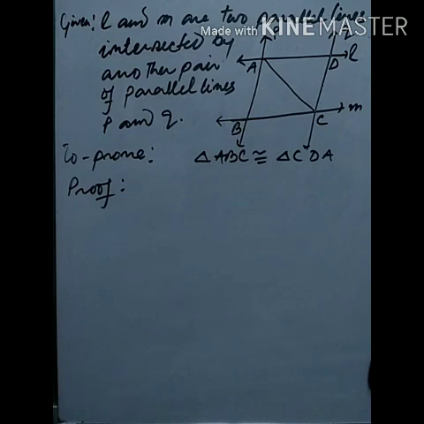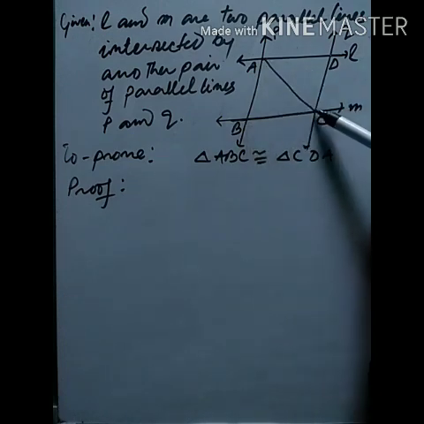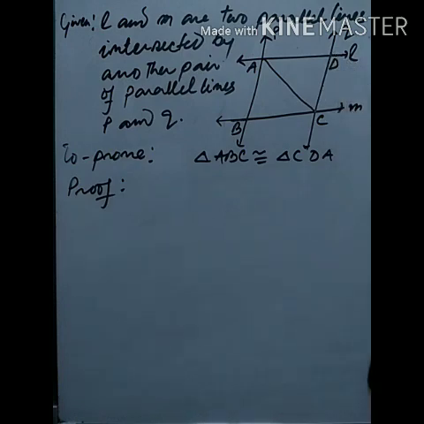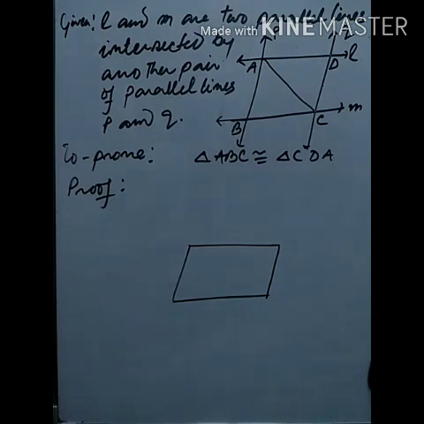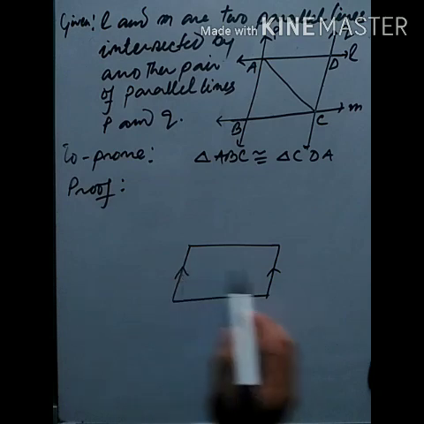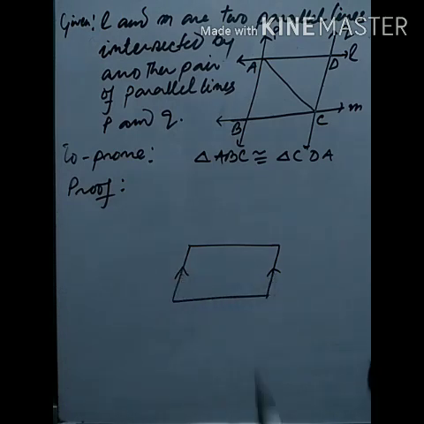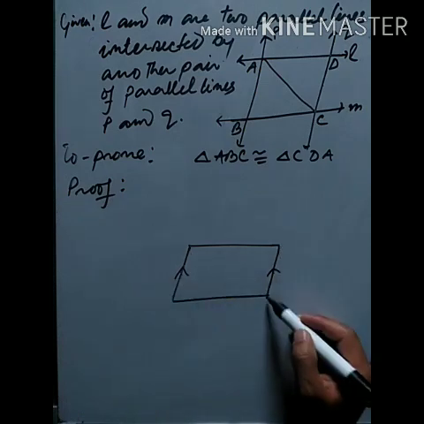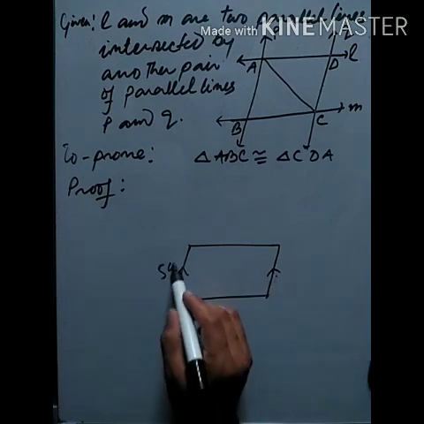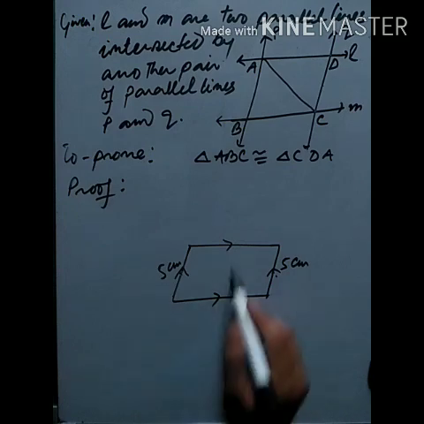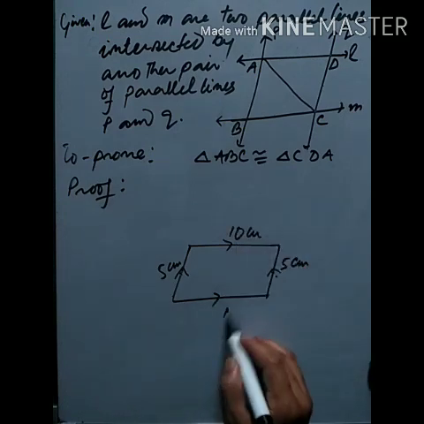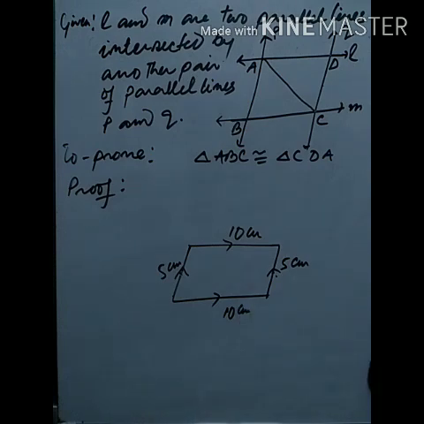First, let us prove that the quadrilateral ABCD is a parallelogram. One basic property of a parallelogram is that the pair of opposite sides are always parallel. At the same time, the lengths of the opposite sides are equal. If this one is 5 centimeter, its opposite will also be 5 centimeter. Similarly, if this one is 10 centimeter, this also will be 10 centimeter. So let me repeat: in a parallelogram, the opposite sides are equal in length, and the opposite sides are parallel.